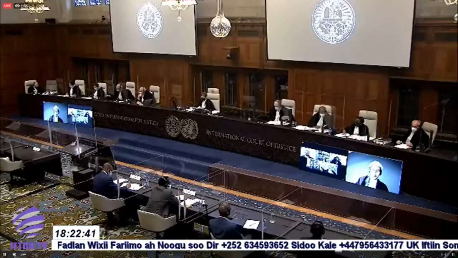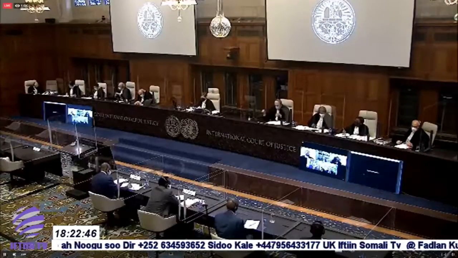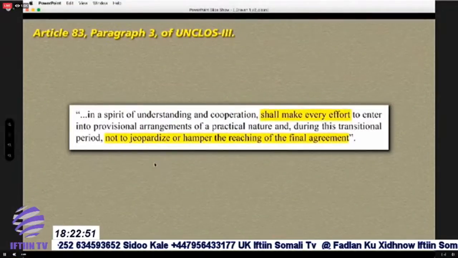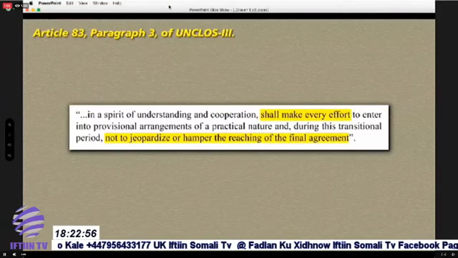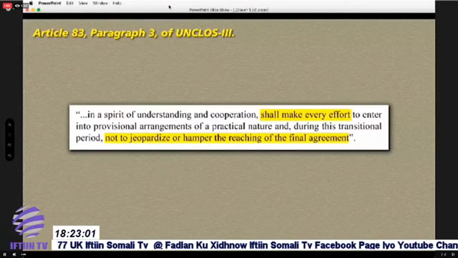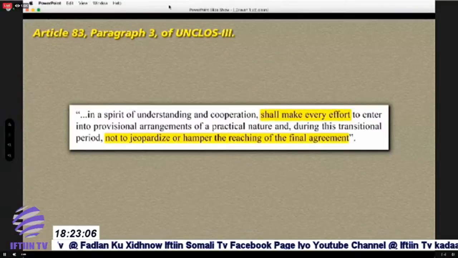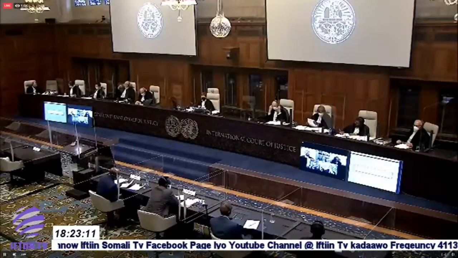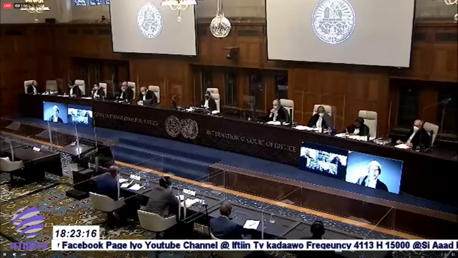Now, as the court well knows, Article 83.3 stipulates that pending agreement, the states concerned, in a spirit of understanding and cooperation, shall make every effort to enter into provisional arrangements of a practical nature, and, during this transitional period, not to jeopardise or hamper the reaching of the final agreement. Article 74.3, of course, contains materially identical provisions in respect of the exclusive economic zone.